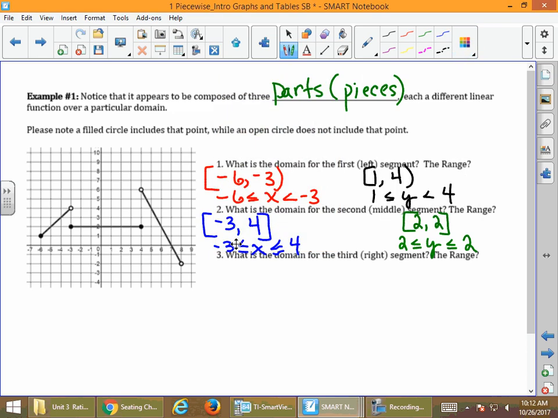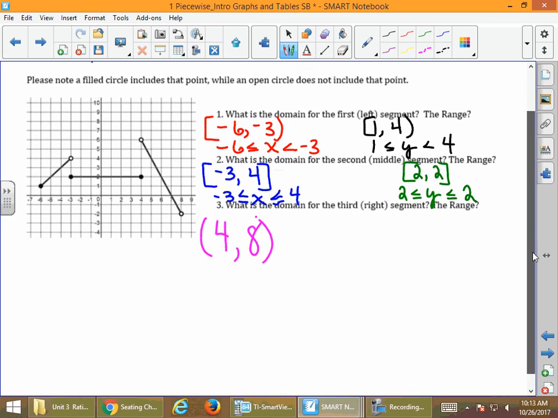Which leaves us with the third segment, and that's going to be to the far right. Our domain are the x values. So farthest to the left here is going to be 4. Farthest to the right is going to be the 8. And both of these have open circles, so this is going to be parentheses.